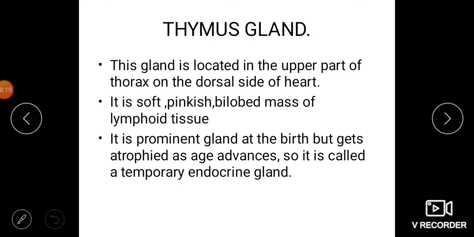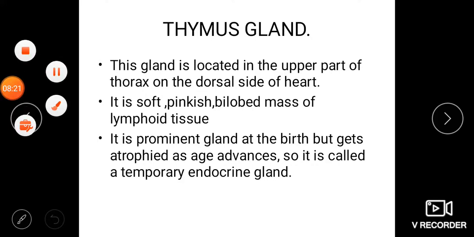Next one is the thymus gland, that will be discussed in the next class.